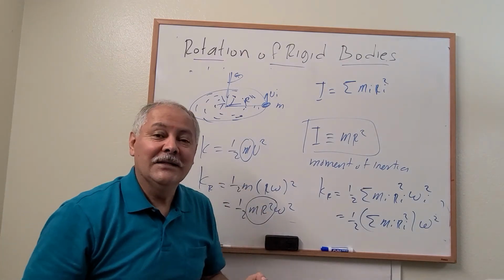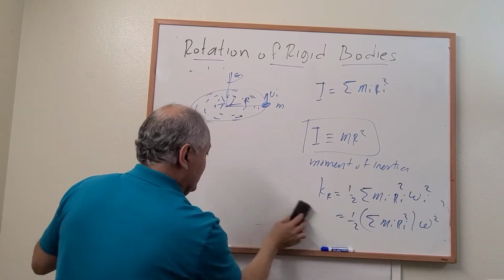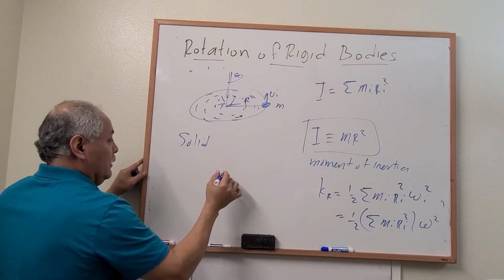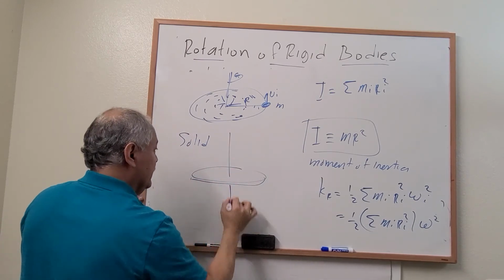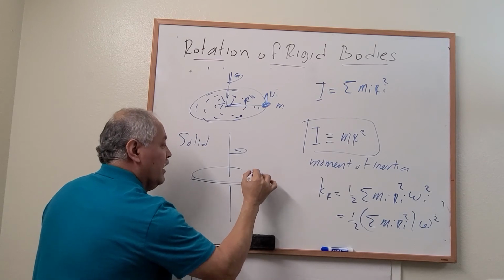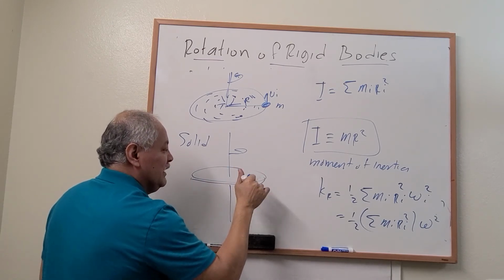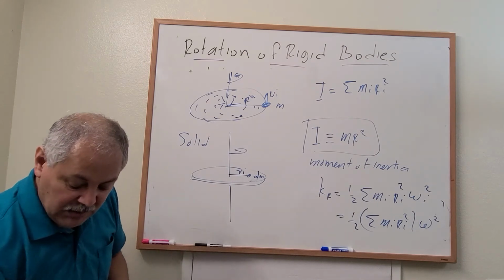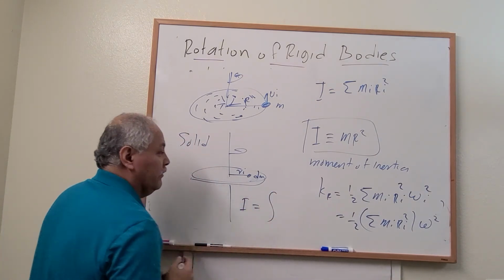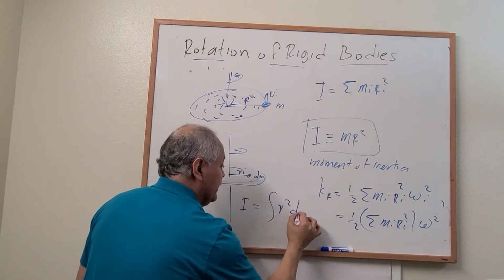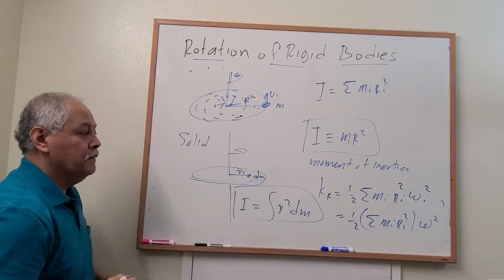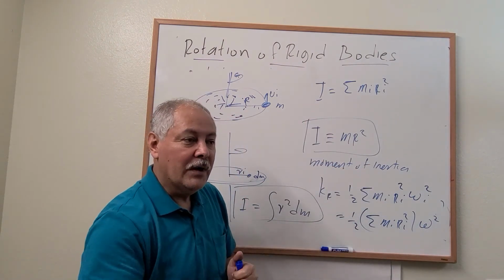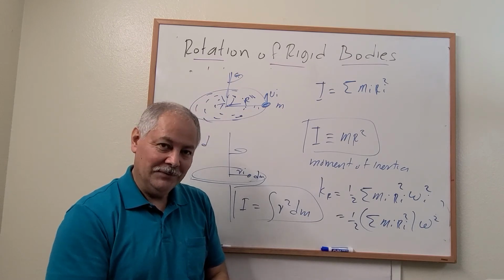Now, what happens if we have a solid, like a disk? Imagine this is the disk, and we have a small particle here, with mass m sub i, at a distance r sub i. So what should be the moment of inertia? The moment of inertia is equal to the integral of r squared dm. This is for a solid; the previous one is for a bunch of particles, and the first is for only one particle moving around one axis of rotation.